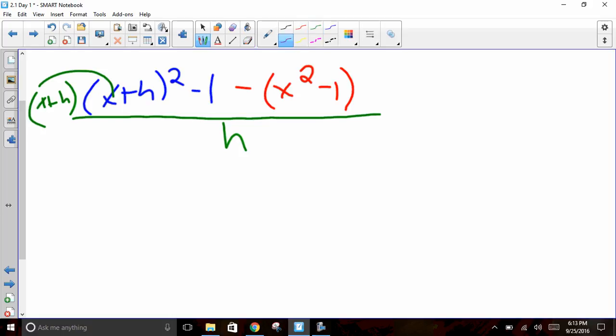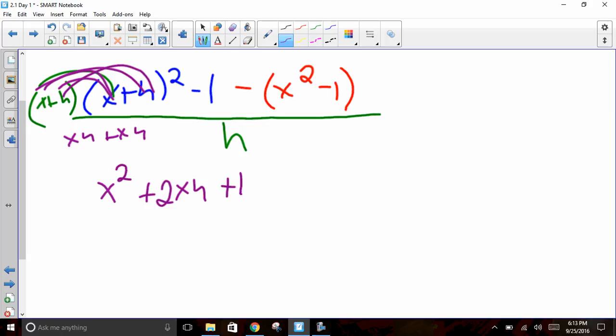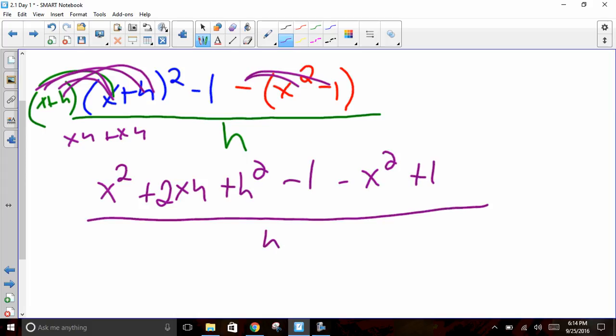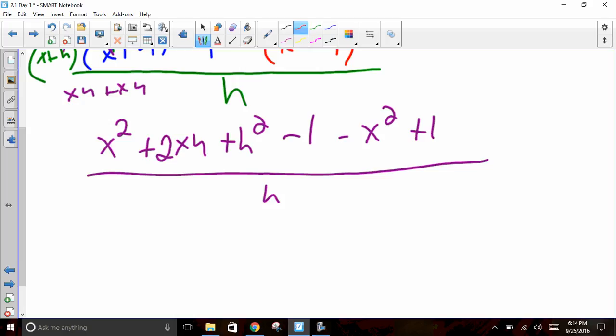We're going to switch colors. x times x gives me x squared. x times h gives me xh. I'm going to get another one of those, which will give me plus 2xh, and then h times h gives me h squared. Minus that big 1, minus x squared, plus 1, all over h. Let's look for some stuff to cancel. My x squared and my negative x squared cancel out.